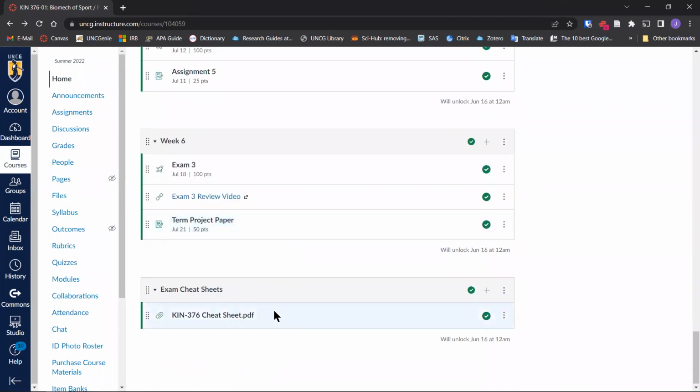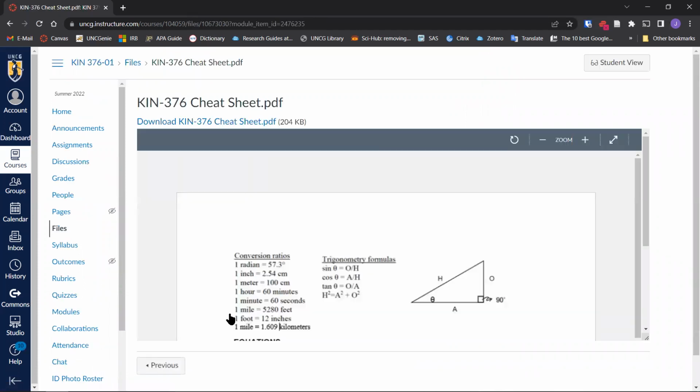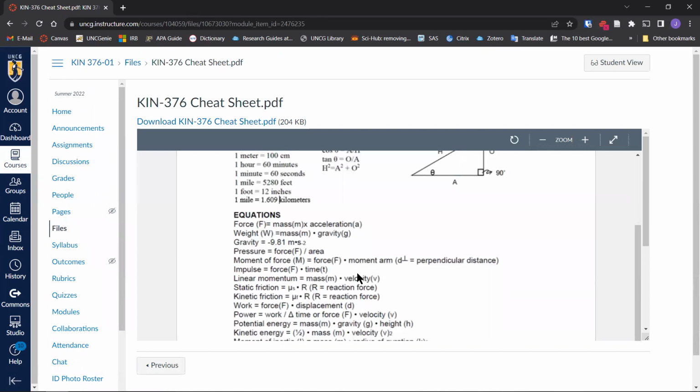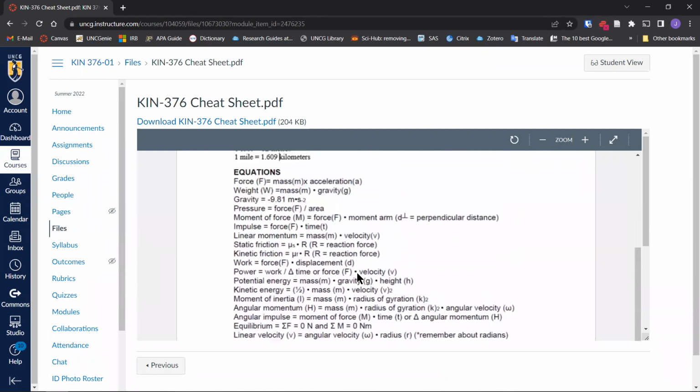Lastly, for each of the exams, especially for the second exam, which is more math heavy, I've provided a cheat sheet. If you click on this, there's a PDF file right here. It has all your conversion ratios, trig formulas, and equations that you'll use in this class. Feel free to keep this open in a separate window. You can print it out and keep it on the table next to you. You can look at this and copy it out onto a scrap piece of paper. Doesn't matter to me. I'm not looking for you to memorize equations. I am looking for you to understand how to use these equations.